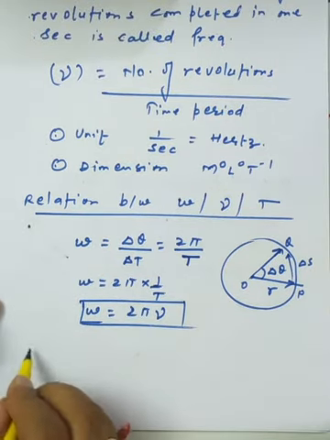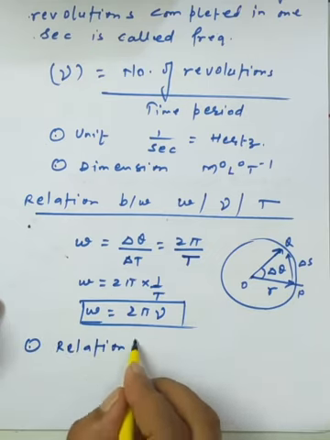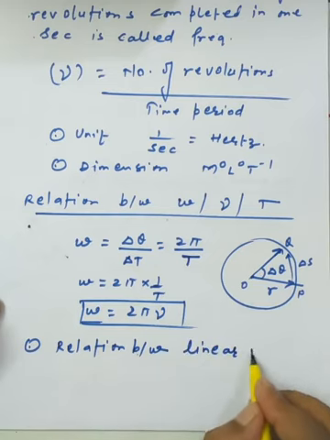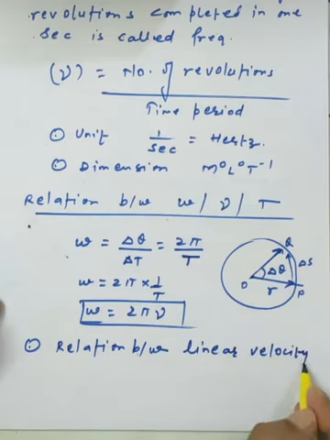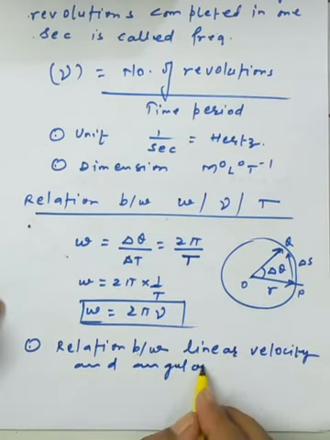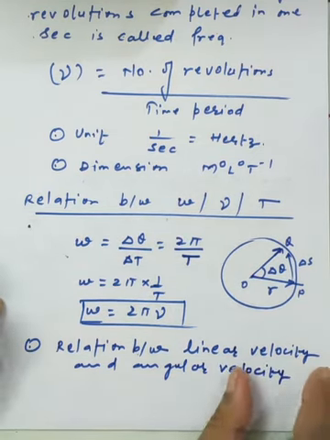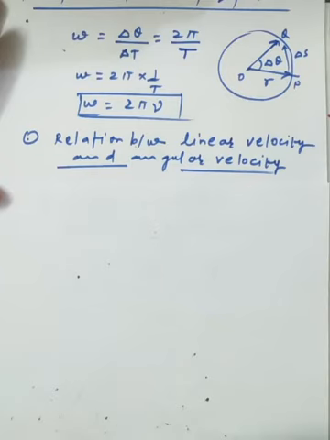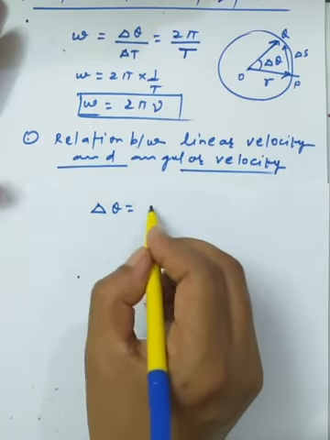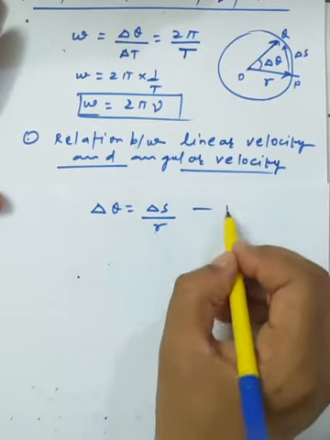Now next we have the relation between linear velocity and angular velocity. So what is the actual meaning? We will discuss the formula. Now we are saying that delta theta is equal to delta s upon r. Okay. Now this is equation number 1 we have.